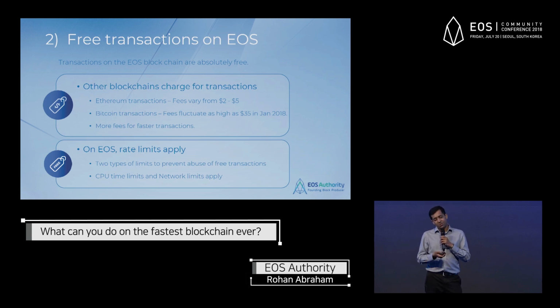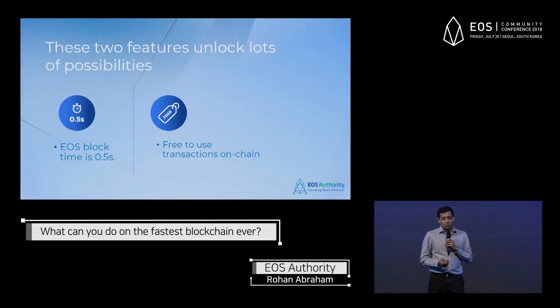And what is a bit confusing is you pay more fees for faster transactions. So you pay more fees to get your transactions included by the miners and so on. On EOS, the transactions are free. Two types of rate limits apply. There are CPU limits and network limits to prevent abuse of free transactions. So two features, 500 millisecond block time and free to use transactions. They're amazing features, so we wanted to use this.